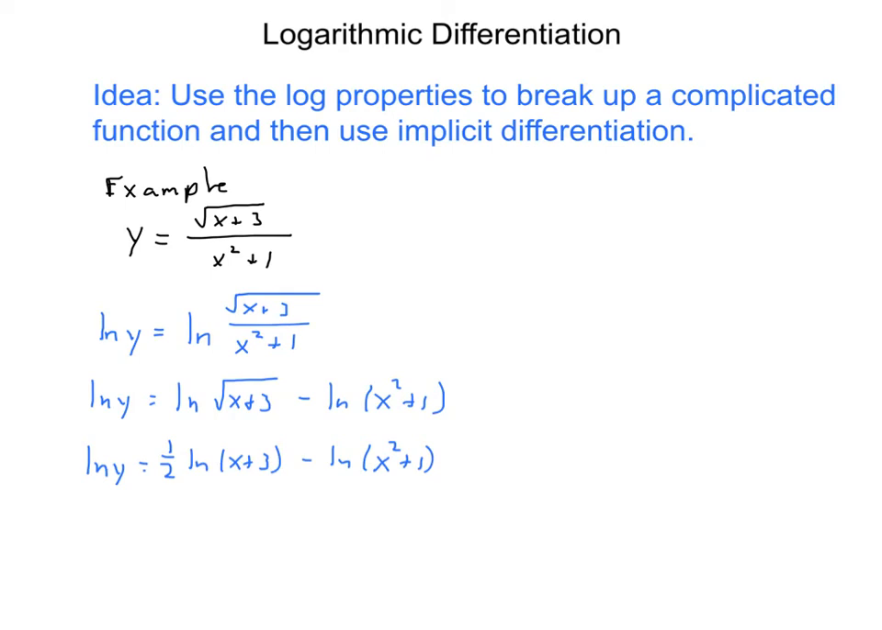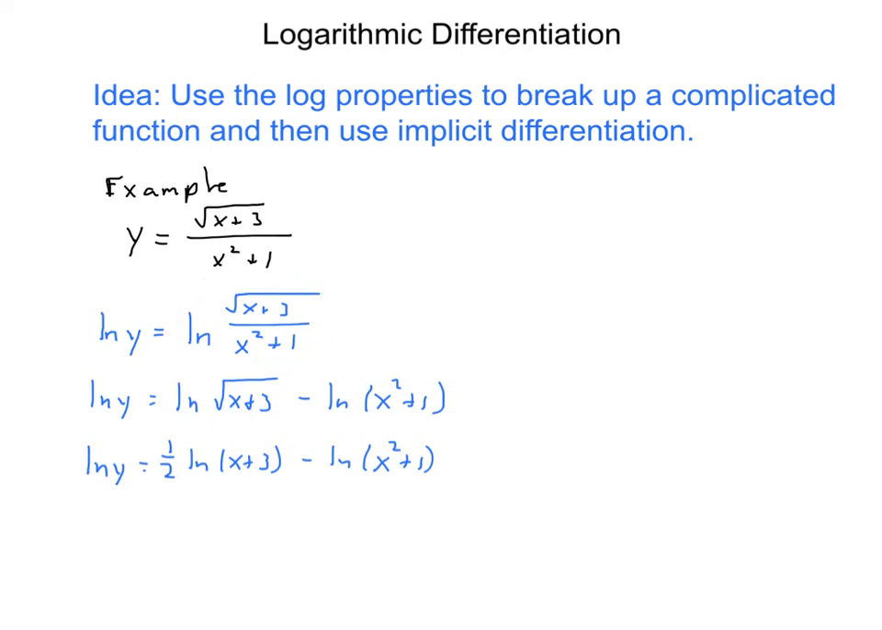So we're going to start out with y equals the square root of x plus 3 over x squared plus 1. So what I'm going to do with logarithmic differentiation, the very first thing you do is just take the natural log of both sides. So if this is true, then I can say the natural log of y equals the natural log of the square root of x plus 3 over x squared plus 1. Just took the natural log. And now I'm going to use my log properties to break this up.